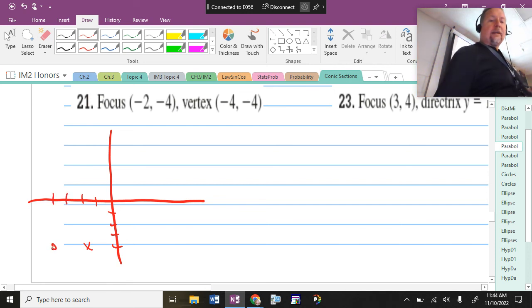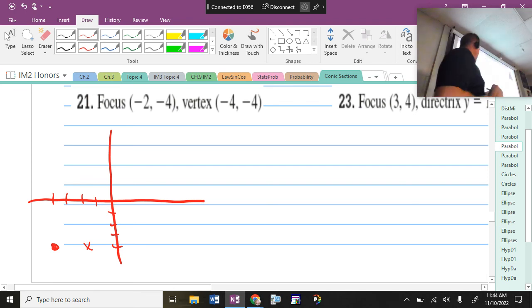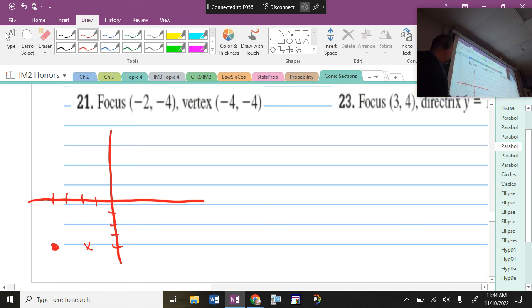All right, and notice what I did before I ask you this question. In my head the vertex is a point on the graph. The focus is not, so I always make it an X. Now I know my symbols. Which way is this going? Up, down, right, or left?